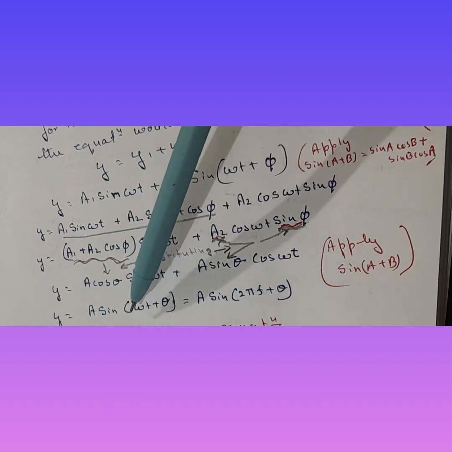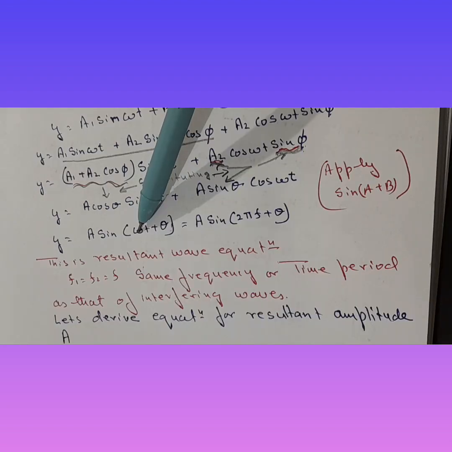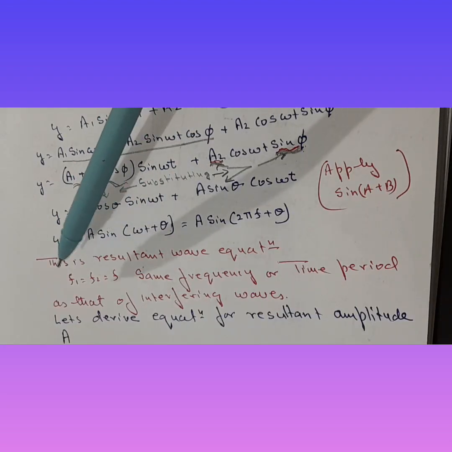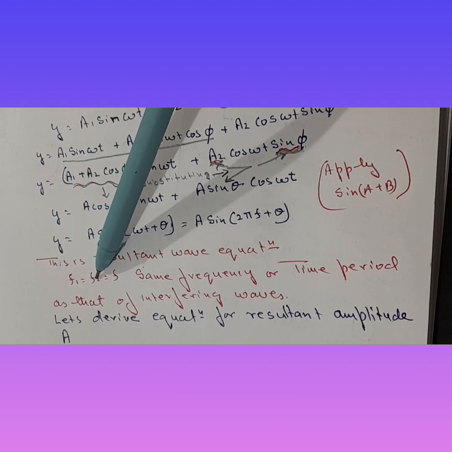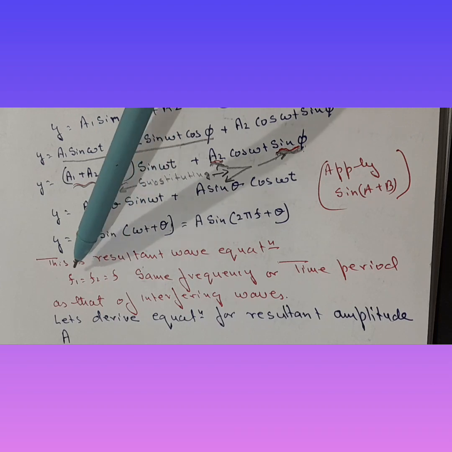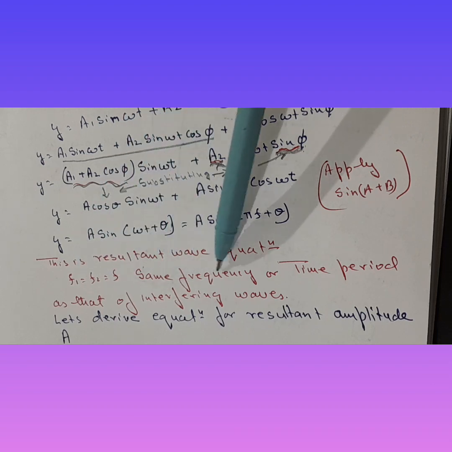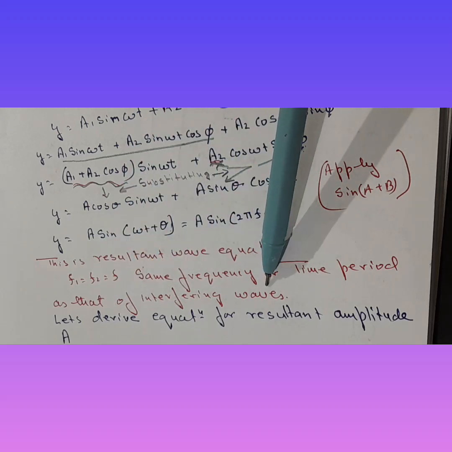Now in this equation, the frequency is hidden in 2π/T, where T is the time period, and 1/T is f, so 2πf. The frequency hidden here is f1 = f2, that is, the frequency of the first wave is equal to the frequency of the second wave, and the final resultant wave frequency is also the same, f. So it has the same frequency or time period as that of the interfering waves.